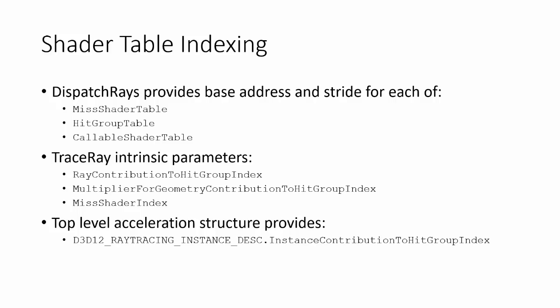So that's right at the start of ray tracing. I provide my tables. Then when I call trace ray, I get a couple more parameters. I can specify a ray contribution to the hit group index. I can provide probably the longest named parameter that exists anywhere in DirectX, multiplier for geometry contribution to hit group index. That's probably not even obvious from the name of it what it does, but my next slide will clarify. And we also have a miss shader index. So that's every time I trace a ray, I get to specify those 3 values.